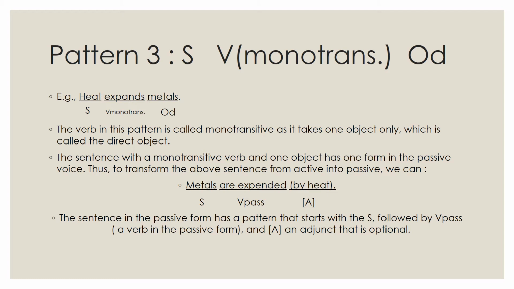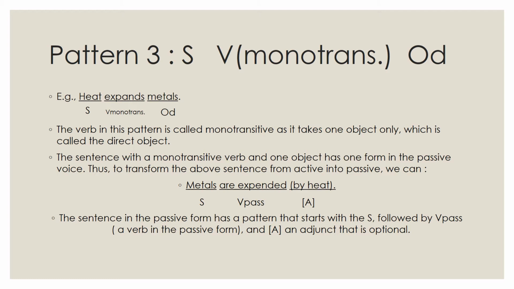Because we know that the subject is usually the doer of the action. Do we know who is doing or what is doing the expansion, or what is expanding the metals? Yes, it is mentioned in the sentence, which is heat. That's why we call it what? An active sentence. In order to change it into passive, there are steps.